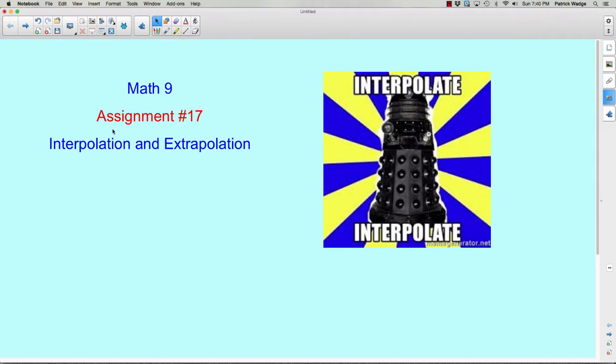We're going to learn about interpolation and extrapolation. I have no clue what this means. This meme here, interpolate, interpolate. I have no idea what that is. Some kind of robot or something. Don't know what it means. Hope it's not offensive. I really do.